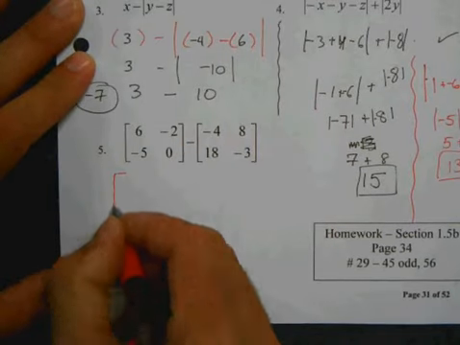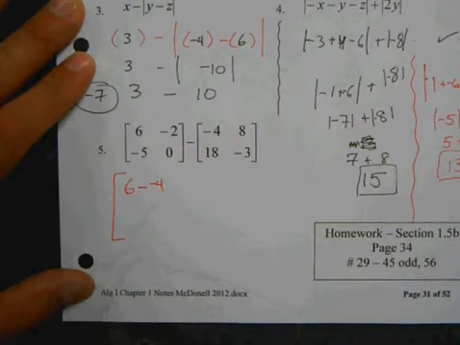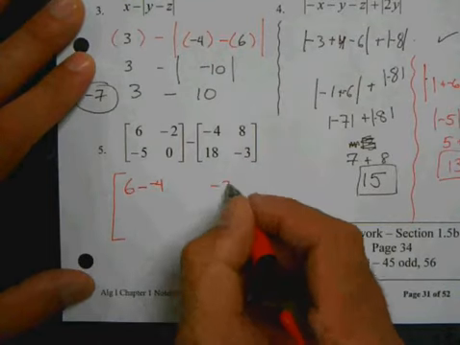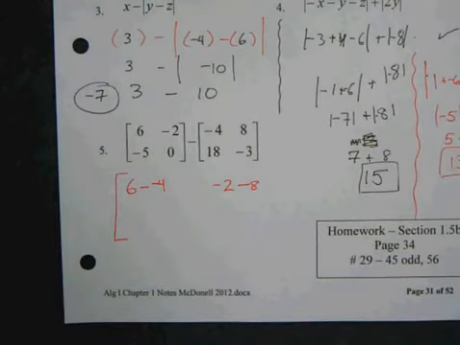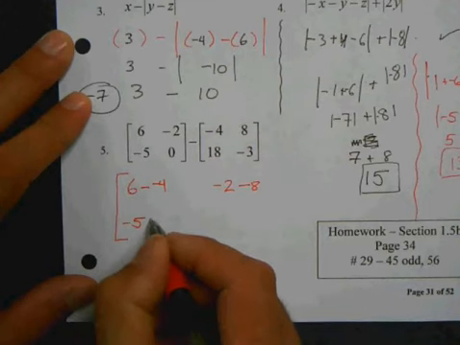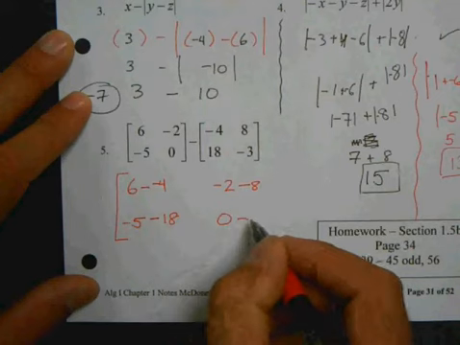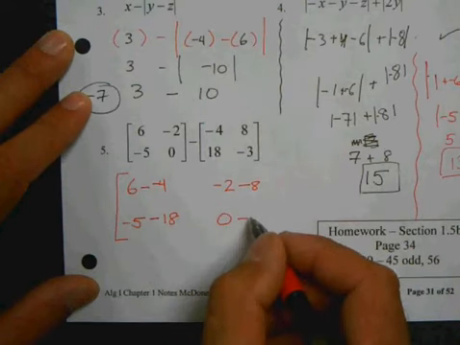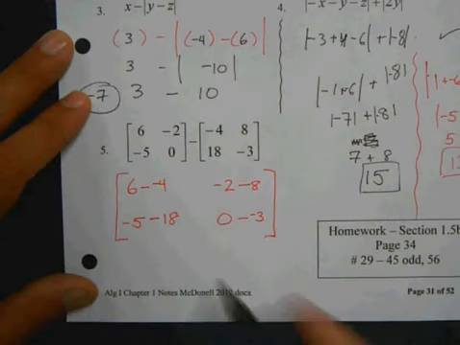So Hannah, as we're writing this out, we're going to say 6 minus negative 4. And then we're going to say negative 2 minus 8. And I want to see this step. I don't just want to see the answers. So I want to see the middle step before the final step. Negative 5, help me. 18. Minus 18. And 0 minus negative 3. All right, so let's work out these 4 little problems.